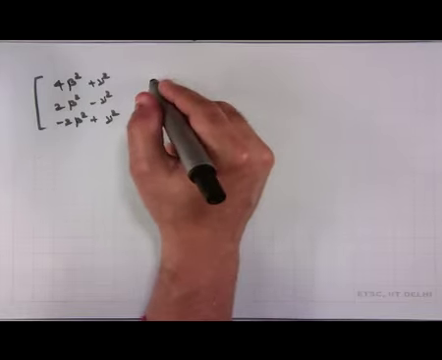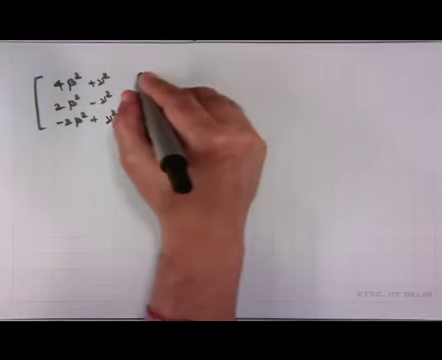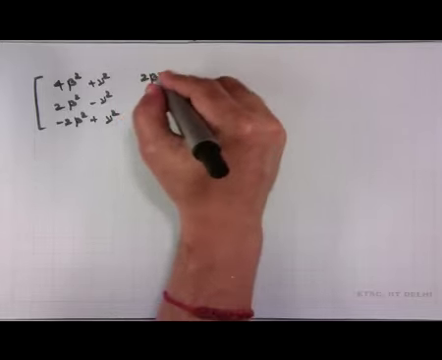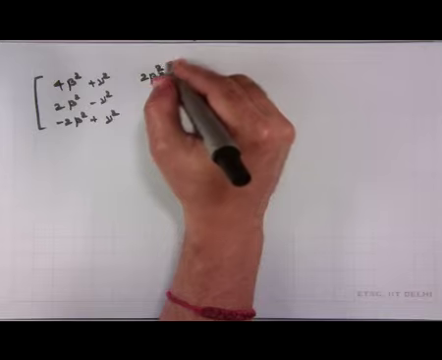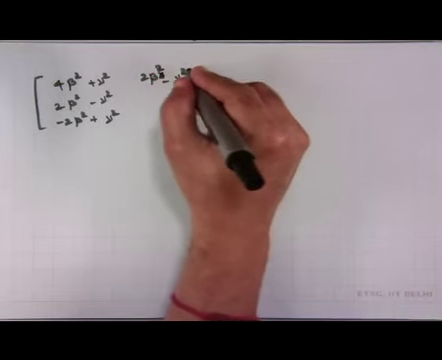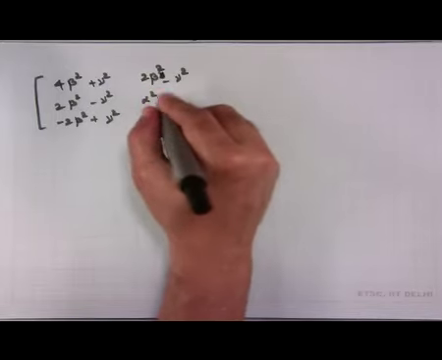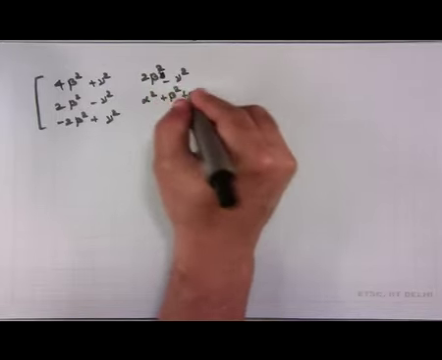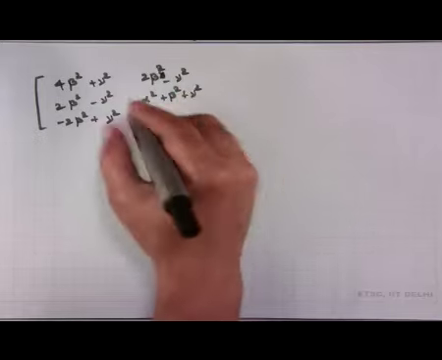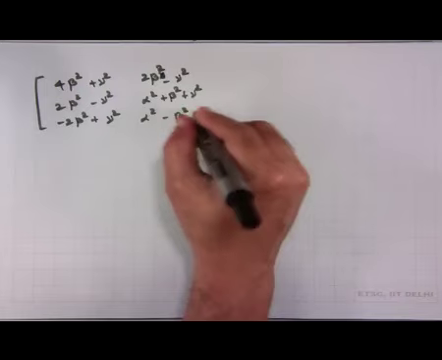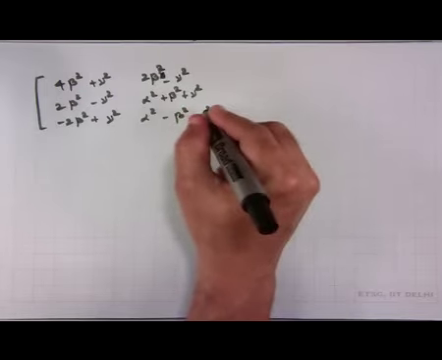Sorry, second column: 2 beta gamma, 2 beta square minus gamma square, alpha square plus beta square plus gamma square, alpha square minus beta square minus gamma square.